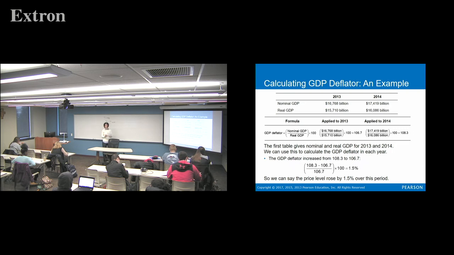So I'm on number 2 of the handout. We already did number 1. And we have nominal GDP for 2011, and we have real GDP for 2011. So you have those two amounts there. If we look at the formula, we're just taking nominal and dividing it by real, right?